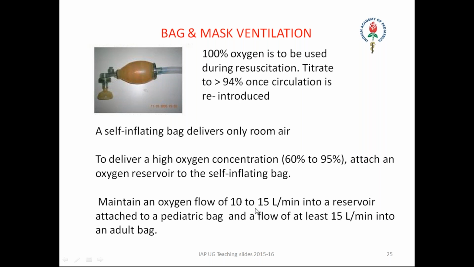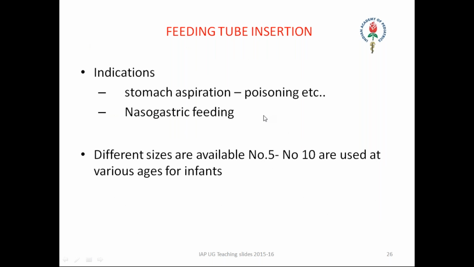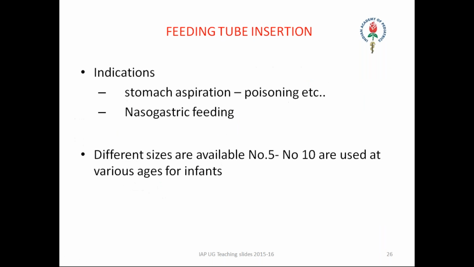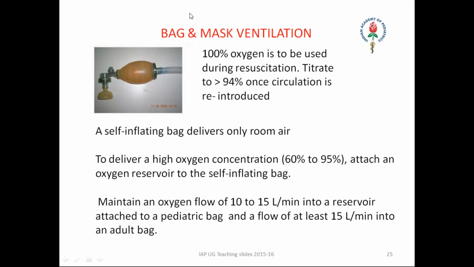Maintain an oxygen flow of 10 to 15 liters per minute into a reservoir attached to a pediatric bag and a flow of at least 15 liters per minute into the adult bag. If you attach oxygen tubing and give 100% oxygen, you can achieve more than 95% oxygenation. So you have open-end reservoirs and closed-end reservoirs, and depending upon that, you can see the oxygenation.